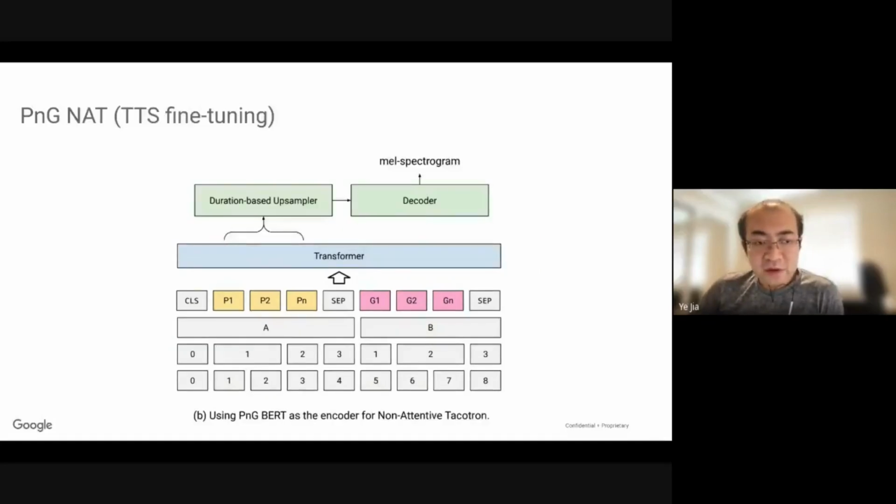It's straightforward to use PnG BERT as an encoder in a typical TTS model, for either attention-based models such as Tacotron 2, or duration-based models such as FastSpeech or Non-Attentive Tacotron. Basically, the PnG BERT output at the phoneme positions is used as the input to downstream components.